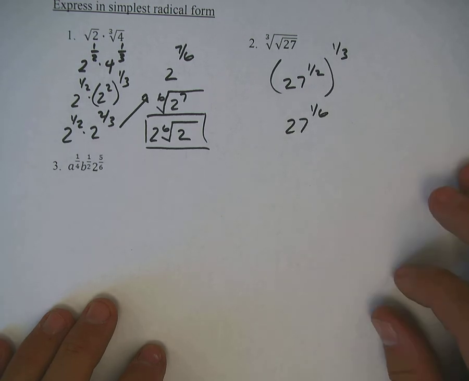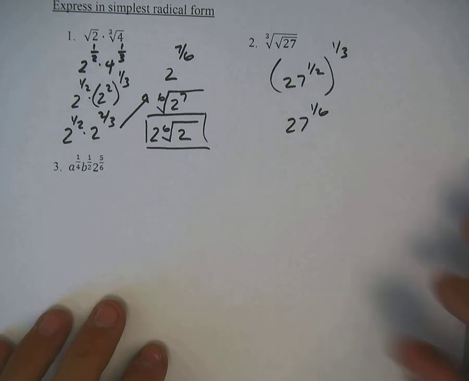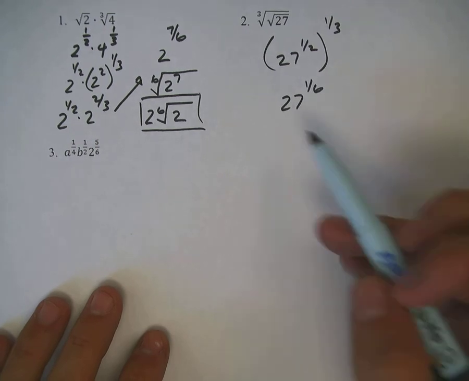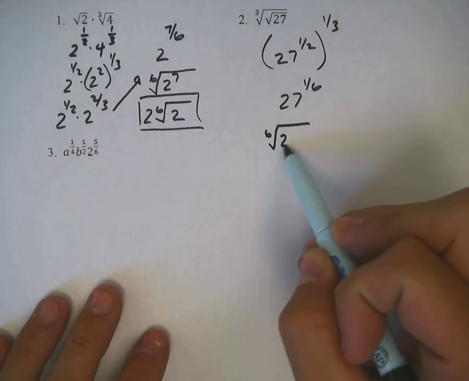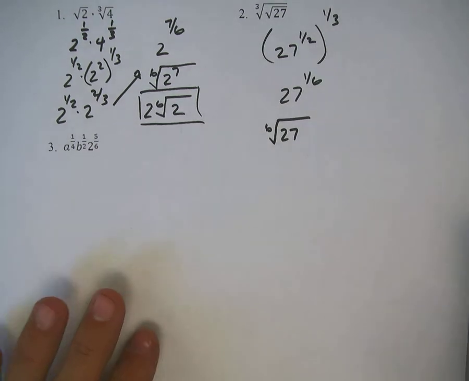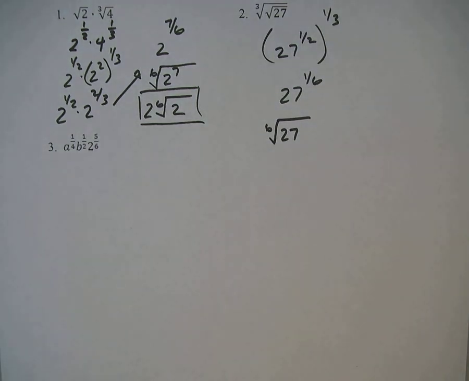Well, that's fairly easy. Now, what you might be thinking is this. Well, I can then just turn this to the 6th root of 27. And I'm done, because there isn't a 6th root of 27. You're correct. There isn't one. But the problem is this is not in simplest radical form. How do I know that?